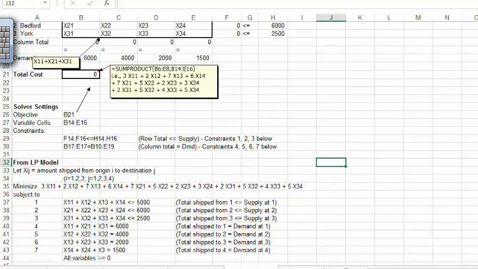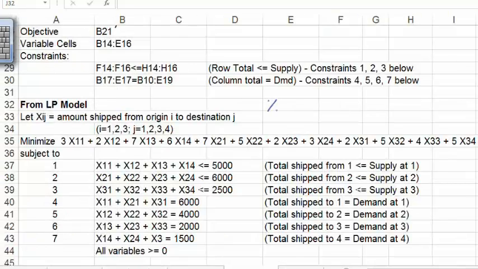So here is a linear programming model. So x of i, j, that's going to be our decision variable. How many to ship from origin i to destination j? So the amount shipped from origin i to destination j. How many will go from plant i to distribution center j? Okay. So that's the decision variable.